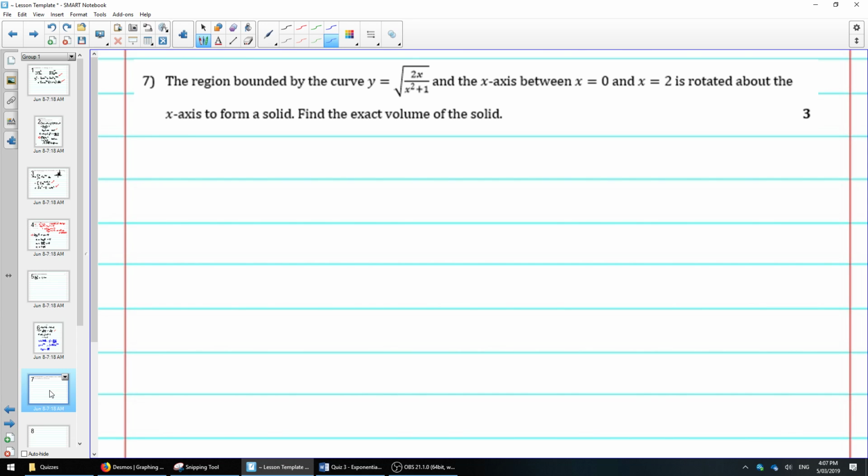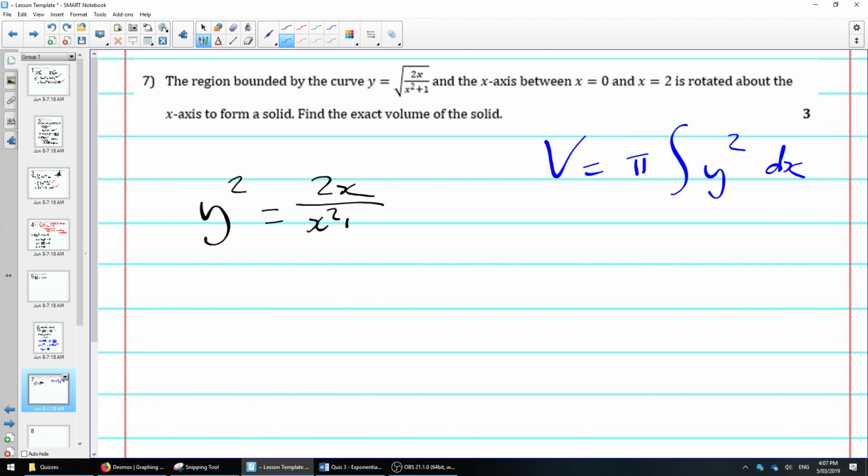Alright, so it's being rotated around the x-axis, meaning I need to find y, not x. Remember, to find the volume, I need to do V equals pi integral of y squared dx. Alright, so looking at these, I need to differentiate that, integrate that, that's going to suck. Not really, because when you square it, this square root is going to go away. Alright? So we're going to have y squared equals 2x over x squared plus 1.